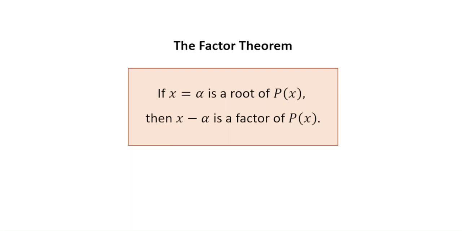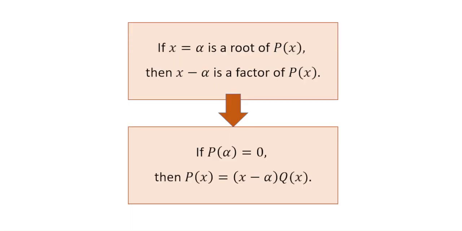For those of you who want things in more technical language, we've got this here, but I don't think you should worry too much about it, right? If p of alpha is equal to 0, this is a more fancy way of saying that alpha is a root, right? That's what that means.